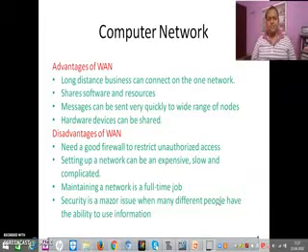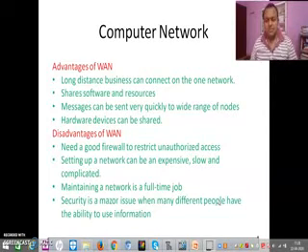Now, advantages of WAN. Long distance business can connect on the one network, means very long distance businesses can be easily done. Share software and resources, yes. Messages can be sent very quickly to a wide range of nodes. Hardware devices can be shared. Look, on WAN we can also share our hardware devices.